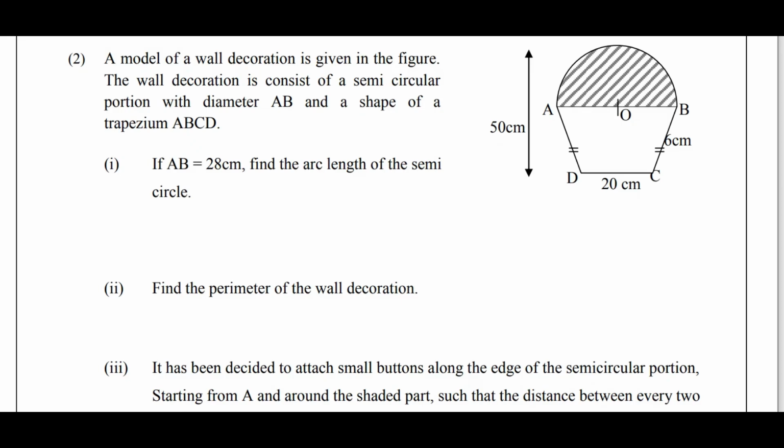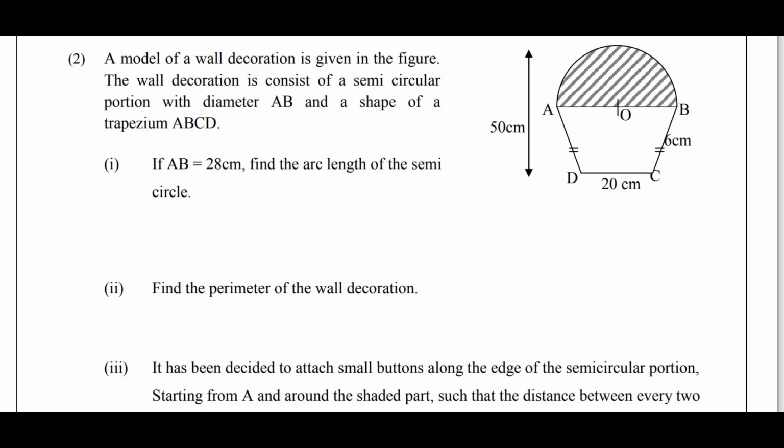Question number 2 is related to perimeter and area. We have given a figure of the combination of a semicircular part and a trapezium, a model of wall decoration. This wall decoration consists of a semicircular portion with diameter AB. This AB line is equal to 28. We are given in the first question AB, and the shape of a trapezium is ABCD. This non-shaded part is a trapezium, and this shaded part is a semicircular portion.